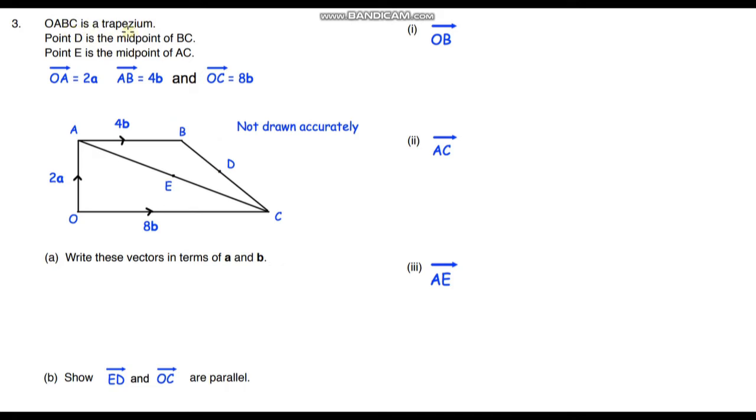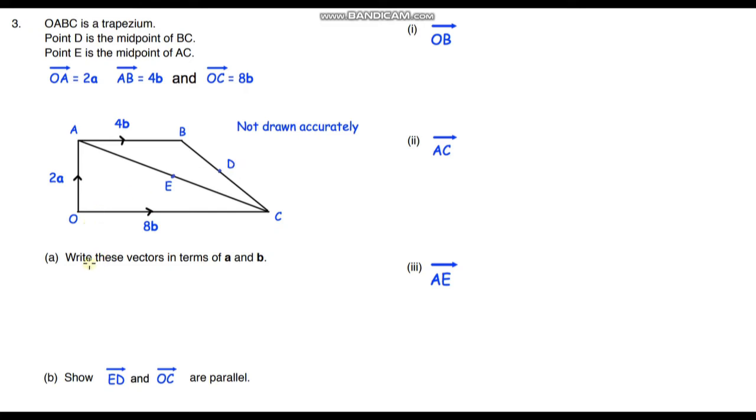OABC is a trapezium. D, which is this point here, is the midpoint of BC. And E, which is this point here, is the midpoint of AC. And we're also told some of these vectors. Okay, I won't read them all out. You can see them on the diagram. And it's important to note that this diagram is not drawn accurately. So all the information that we have has been provided. We can't assume anything else.